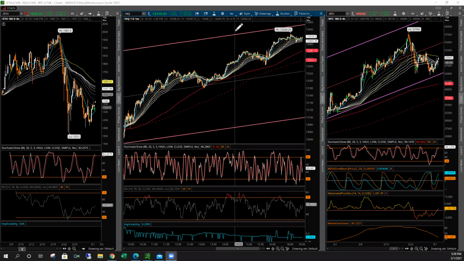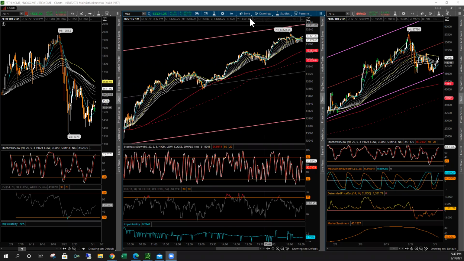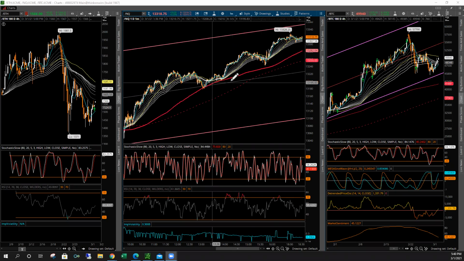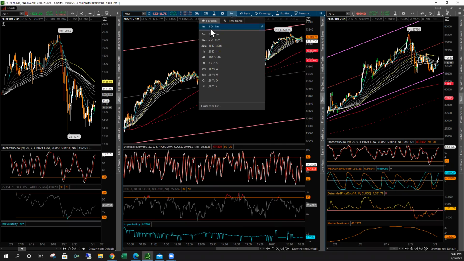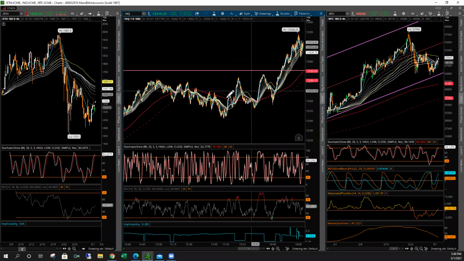So that's what we teach in our coaching sessions, is how to work that size differential and adding to your plays and just getting a feel for working multiple contracts off each other if you choose to do so, or just outright trading one pair. Here's how you get to the tick chart. Change the time frame here. Tick, 100 ticks is good.